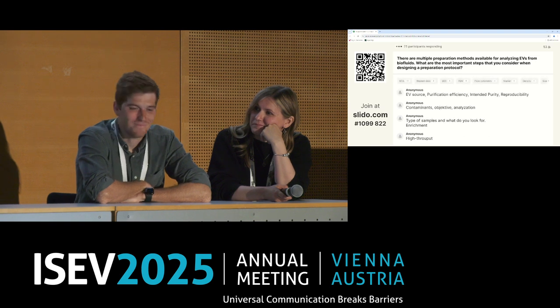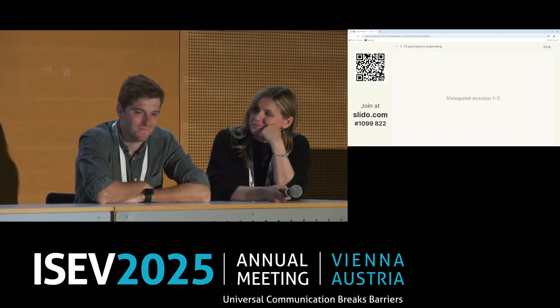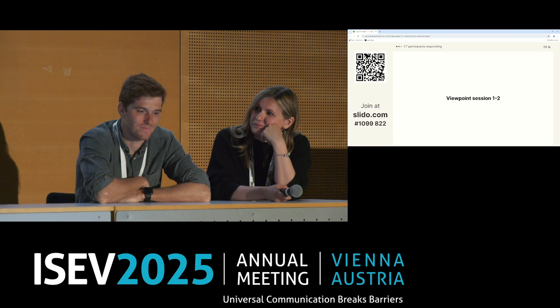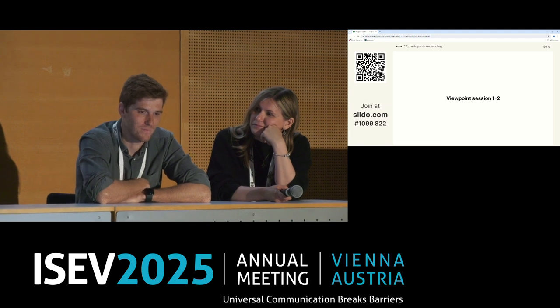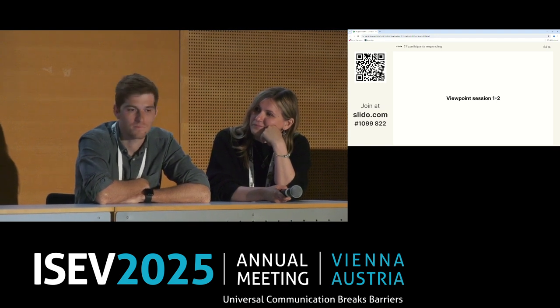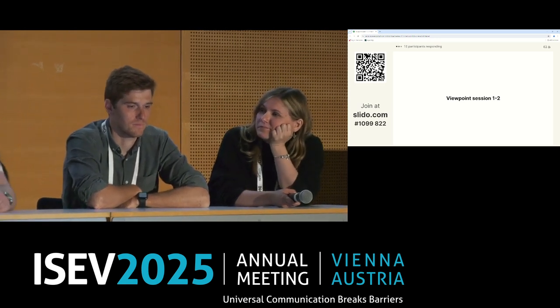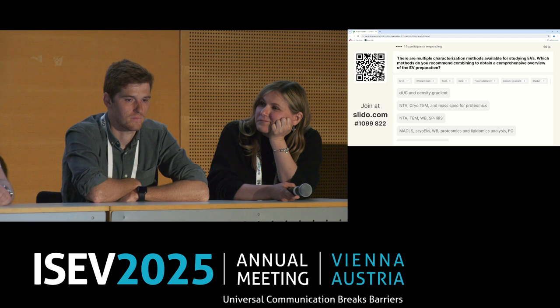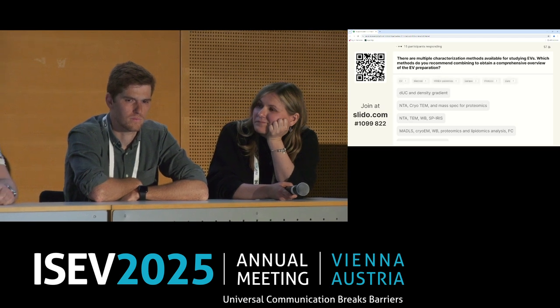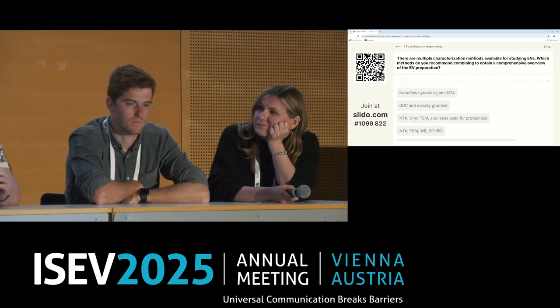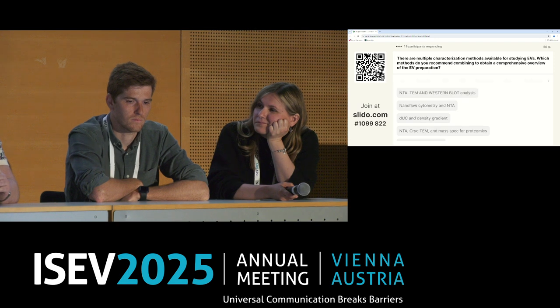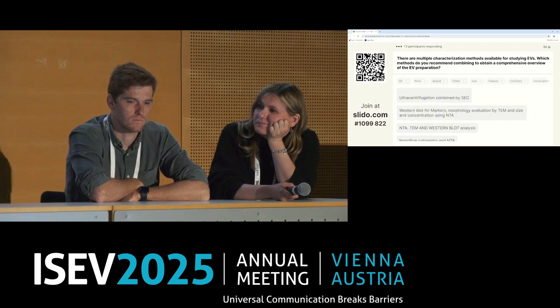Then we continue to the next question. So we have multiple characterization methods available, like NTA, electron microscopy, or single EV analysis. What would you recommend, which methods would you combine to get a comprehensive view of your EV preps? The question is to Markus.